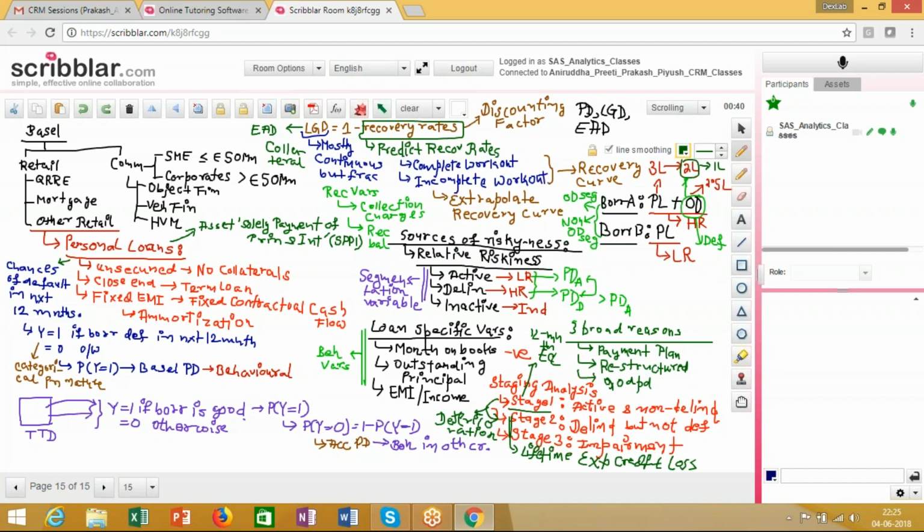So in the next part, we'll talk about the probability of default model. We'll talk about the loss given default model and all from different perspectives. First we'll start off with the probability of default model.